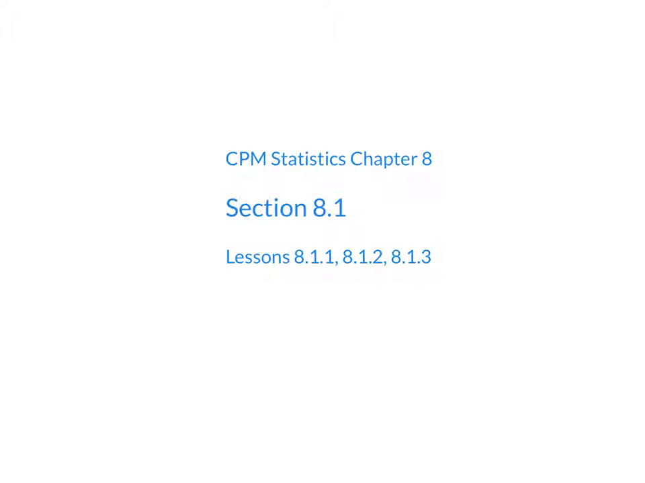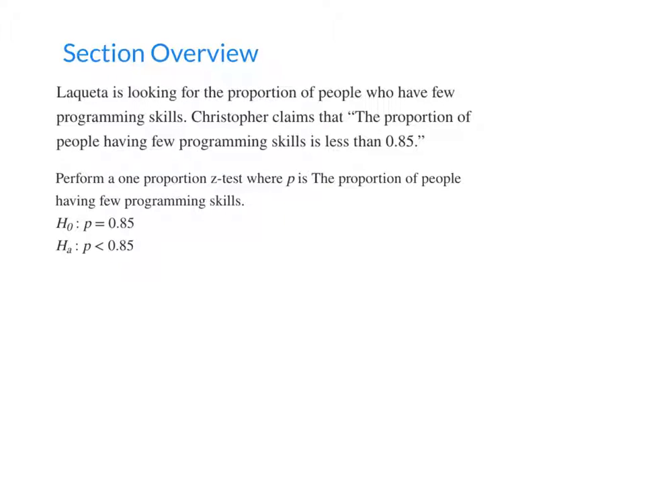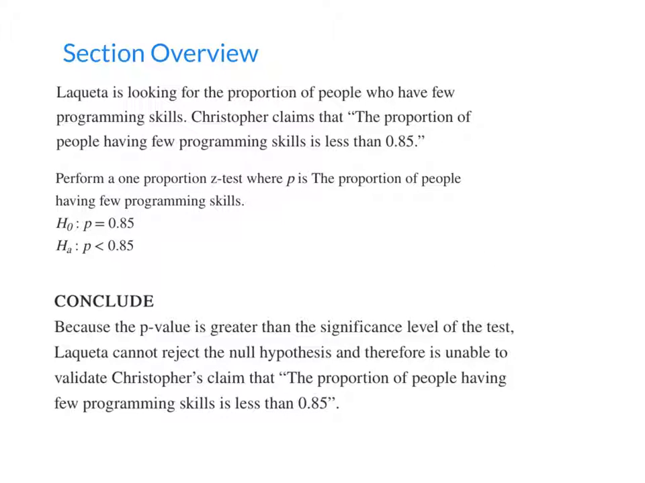This is the Section 8.1 Mathcast. It contains 3 lessons. In this section, students begin with a claim, and from the claims learn to craft hypotheses. And from those hypotheses, calculate p-values for one-sample tests of proportions. And finally, interpret those p-values in the context of the claim.